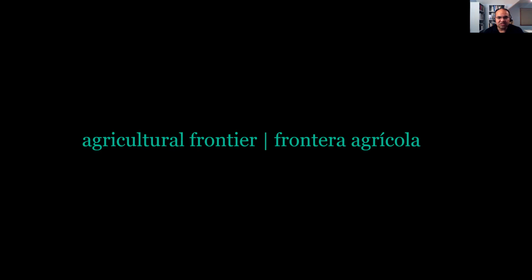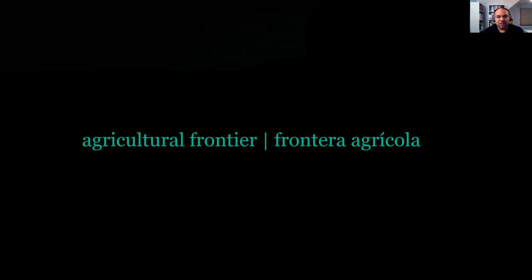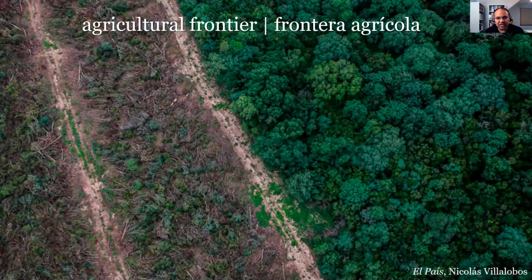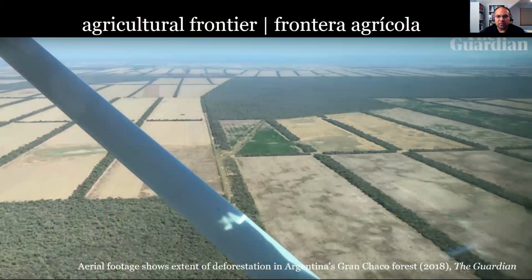In recent years, images of the agricultural frontier have become more prevalent in newspapers, TV, films, and social media, as they are now part of the iconography tied to environmental issues such as deforestation. Here is an image that appeared in the Spanish newspaper El País in 2018, accompanying a report on the expansion of the agricultural frontier in Argentina. This is a screenshot from a video uploaded to the YouTube channel of the British newspaper The Guardian, with the title "Aerial Footage Shows Extent of Deforestation in Argentina's Gran Chaco Forest."